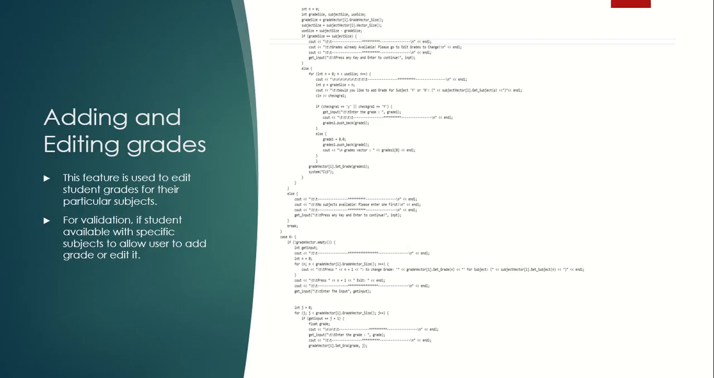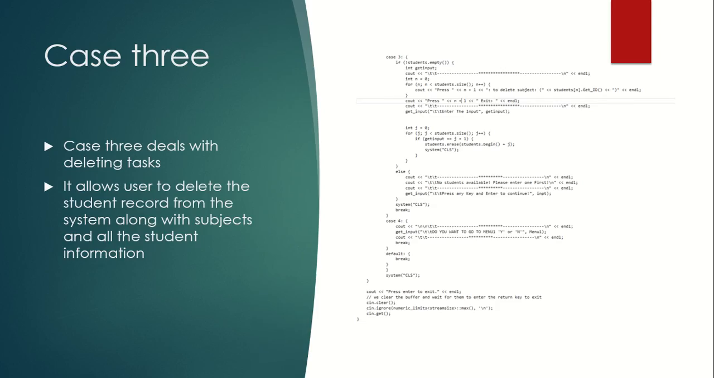Adding and editing grades. This feature is used to edit student grades for their particular subjects. It validates whether the student is available with the specific subject to allow users to add or edit a grade. Case 3. Case 3 deals with deleting tasks. It allows users to delete the student record from the system along with the subjects and all the student information.